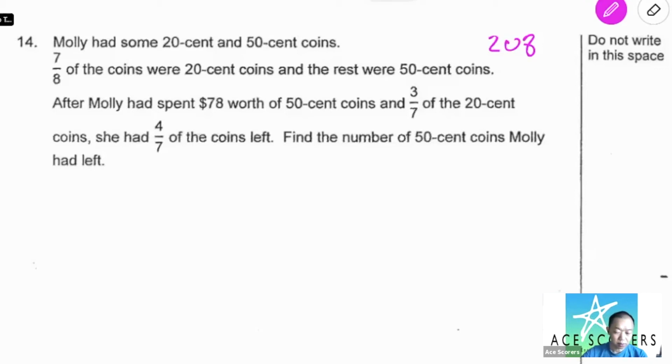Okay, Molly is my principal's name last time. Yeah, her name was Molly Tan. Molly had some 20-cent and 50-cent coins. 7/8 of the coins were 20 cents, the rest were 50 cents.